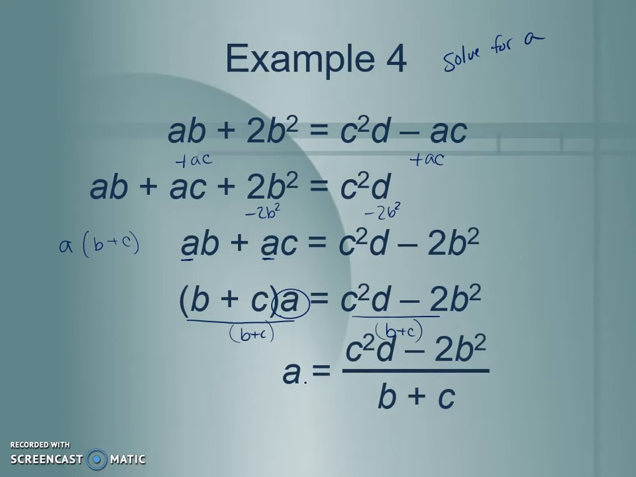And when I do that, I get a equals 2 squared d minus 2b squared over b plus c. Now, don't get intimidated by all these letters floating around. Just remember, we're doing the same exact steps we were doing before, except now instead of seeing numbers, we are only seeing letters, which means our letters really start to pile up in the end.